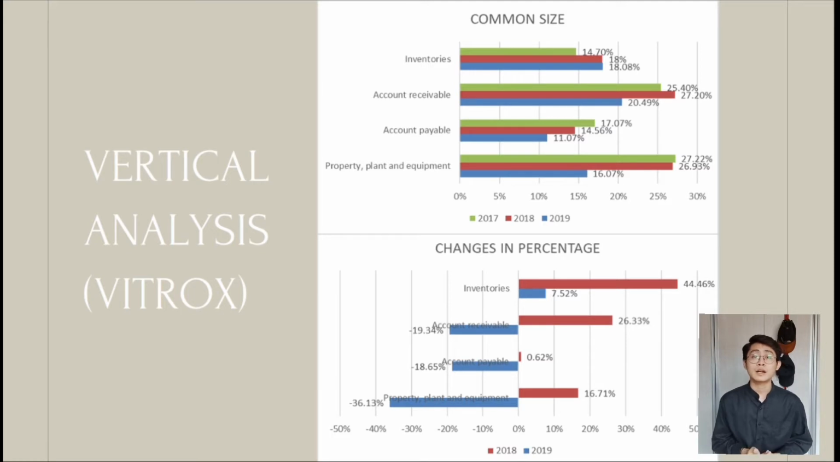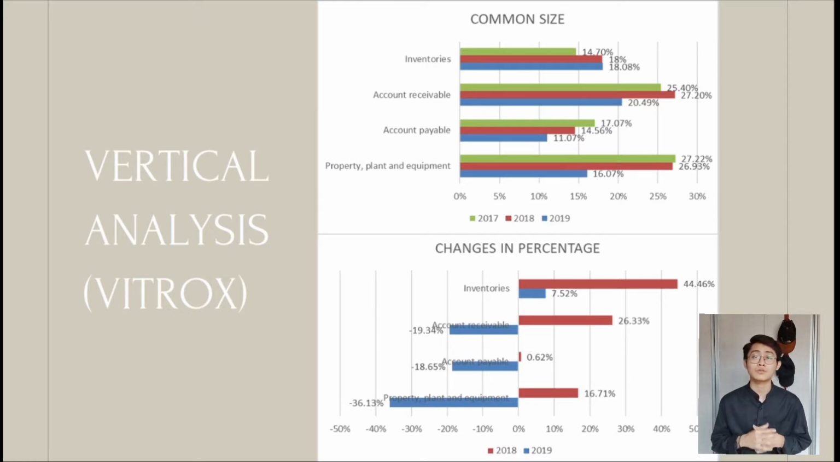Other than that, account receivable. As we can see on the chart, for the 3 consecutive years, it shows that the percentage of common size for each year rose from year 2017 to 2018 from 25.40% to 27.20%, but it went down again in year 2019 with 20.49%. The effect on the company is they can measure the company's liquidity or ability to cover short-term obligations without additional cash flows, as the changes in percentage shows that in 2018 with 26.33% and dropped drastically by 19.34% in 2019.